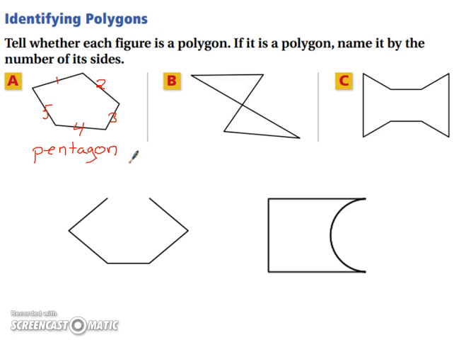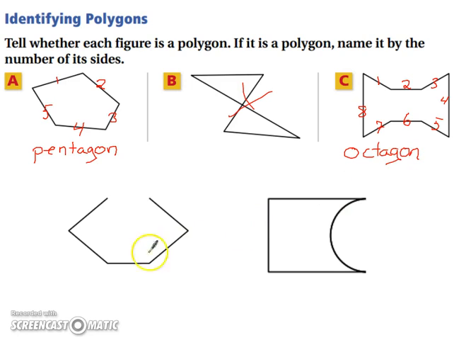Take a moment and pause the video and try B, C, and the 2 on the bottom. If you look at B, B is not a polygon. It has an intersection of 2 sides. In C, you see that there is no intersection of 2 sides, and you don't have any curved lines, and everything connects at a vertex. So now let's count the edges. We have 1, 2, 3, 4, 5, 6, 7, 8 sides. That makes this figure an octagon.